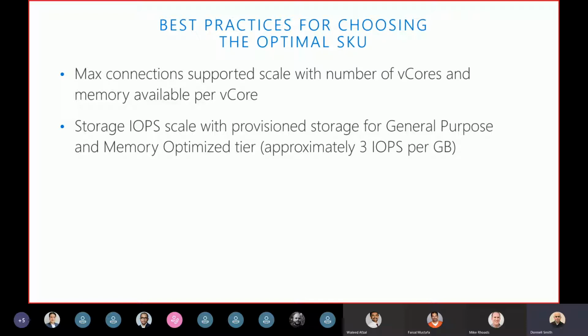And again, this is for general purpose and memory optimized. Basic, you don't have that ability to get the higher IOPS by scaling the storage. But with general purpose and memory optimized, as you scale your storage up, you basically have approximately 3 IOPS per gigabyte up to a max of 6,000. So that's something you can look at, and that shows up in the portal as you're scaling.